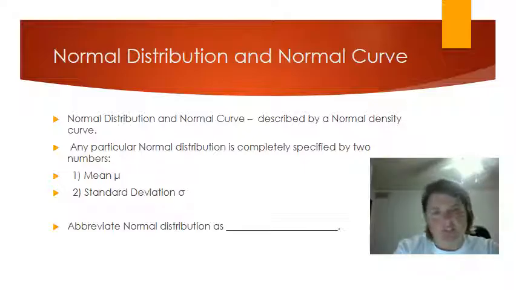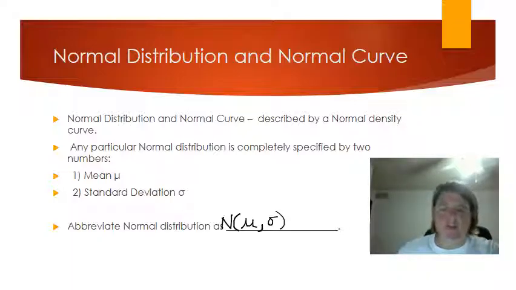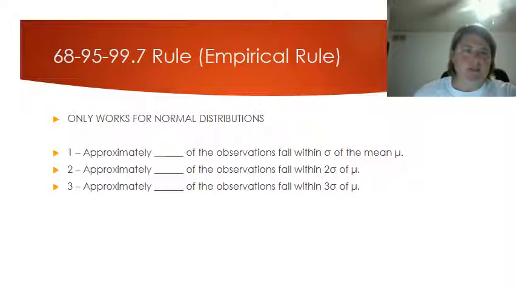Any particular normal distribution is completely specified by two numbers. The first one is mu, the population mean, and the second is the standard deviation sigma, which is the population standard deviation. It's abbreviated as N, using an ordered pair: a capital N goes first, then whatever the mean is, then a comma, then the standard deviation. Whenever you see that symbol, they're talking about a normal distribution with this mean and this standard deviation.